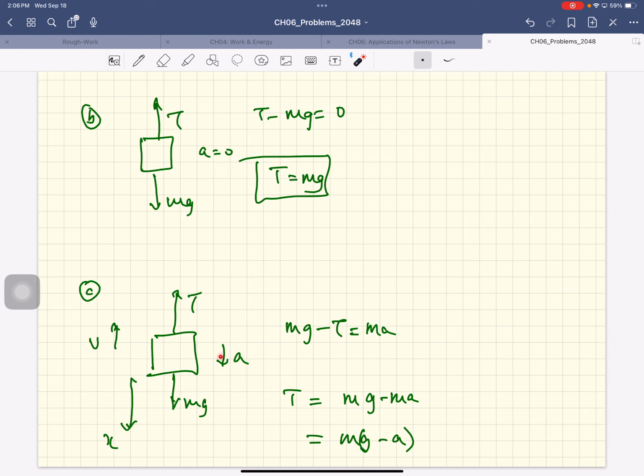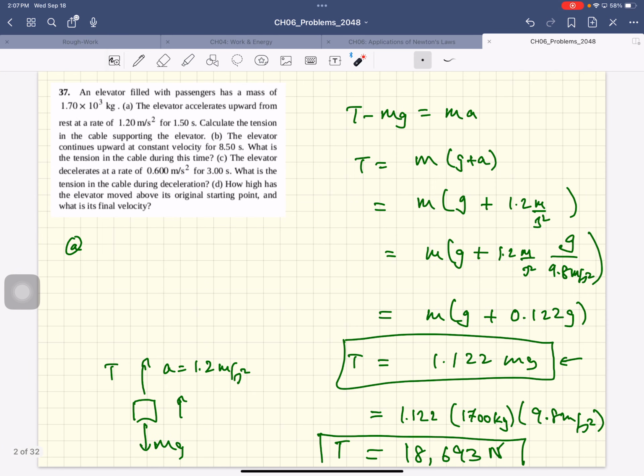Notice something. If this acceleration were equal to g, the tension would be 0. When is this acceleration equal to g? When the cable is cut and you're free falling. Of course the tension is 0. Of course, you don't want that. So what is the tension during this deceleration?